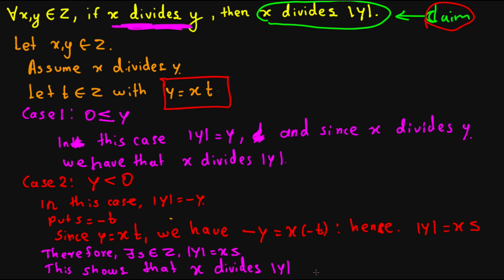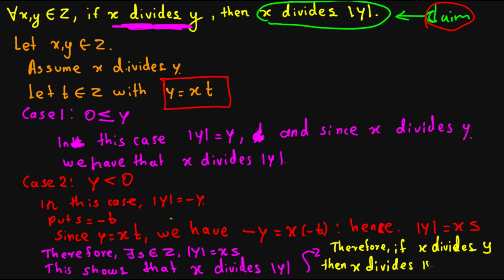Finally we can conclude this as, therefore, if x divides y, then x divides absolute value of y. That's what we wanted to prove.